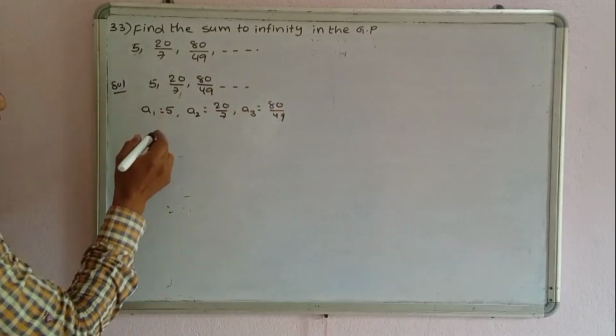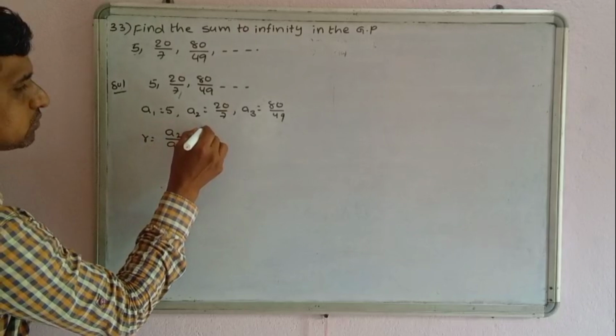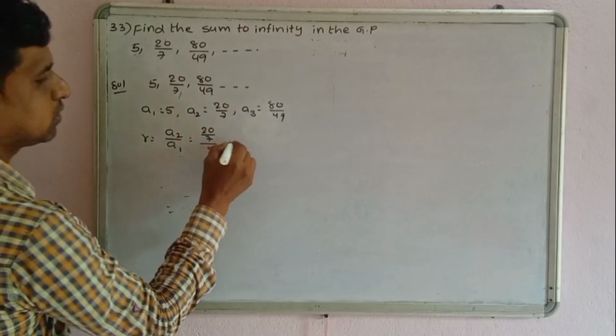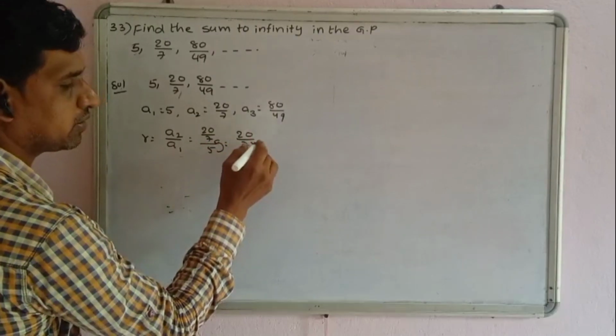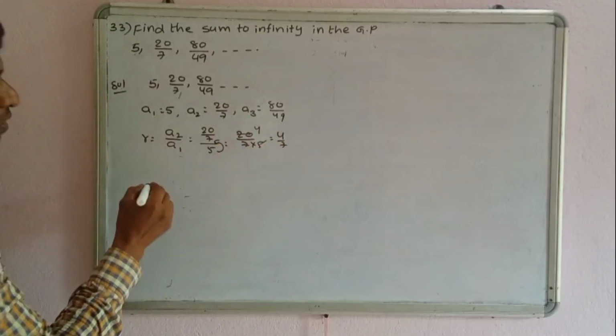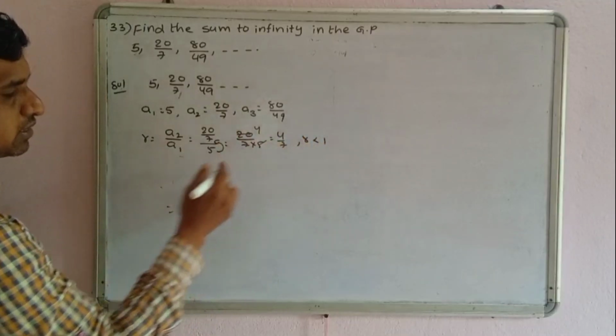So first find the common ratio r. r equals a2 by a1, that is (20/7) by 5. So 20/7, if I transpose to the denominator, multiply with 5: 7 into 5, how many times? 4 times. So r is 4/7. Now for S infinity, r is less than 1.